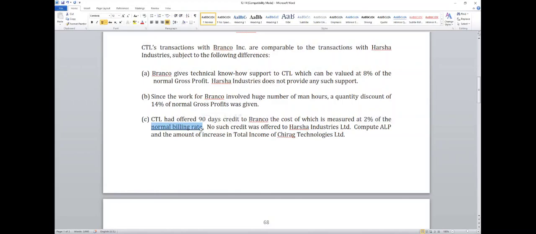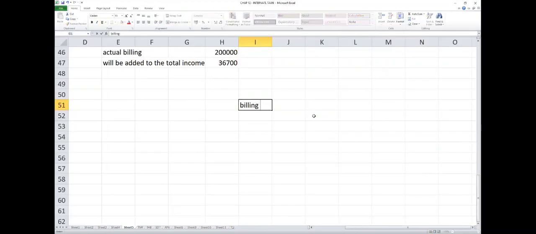So 50 is the normal GP rate. அதுல 3% 1.5 ஆட் பண்ணும். ஆனா ஸ்டூடண்ட்ஸ் இதுல வேர்டிங் பாத்தீங்கன்னா 2% of the normal billing rate. Billing rate வேற, GP வேற. So billing rate, suppose I'm billing for 100. அதோட GP எவ்வளவு வைக்கிறேன்? 60% வைக்கிறேன்.